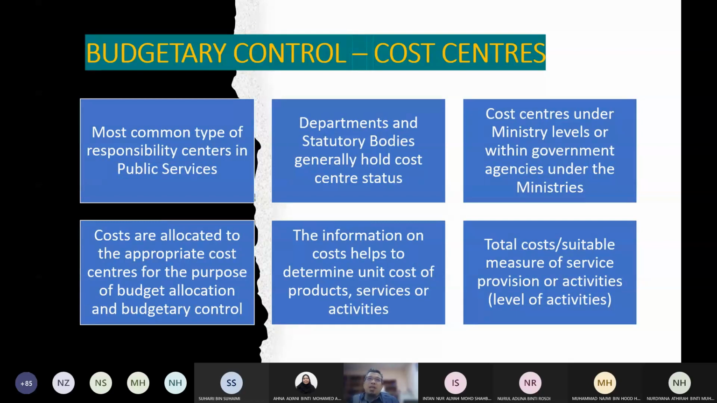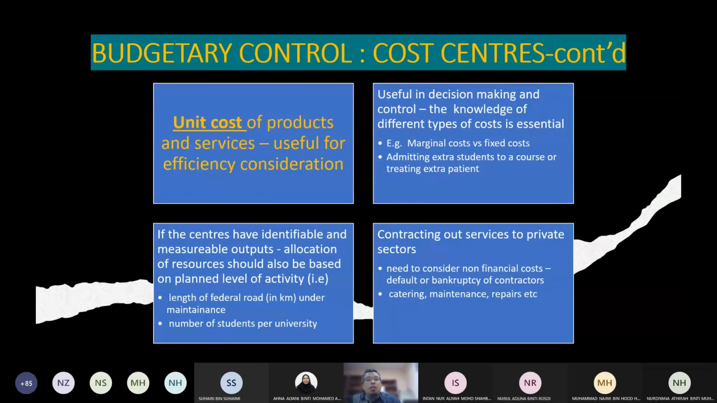And I think nowadays it's quite a common language for all government agencies that they use comprehensive performance measurements. Not only financial but non-financial as well, to try to address the demand for value for money by the public, by the citizens, by the politicians, to make sure that government can deliver their services. Right, unit cost of products and services is useful for efficiency consideration, definitely.